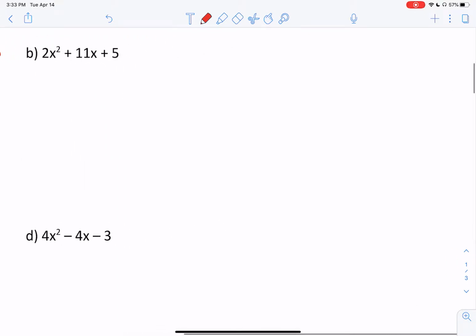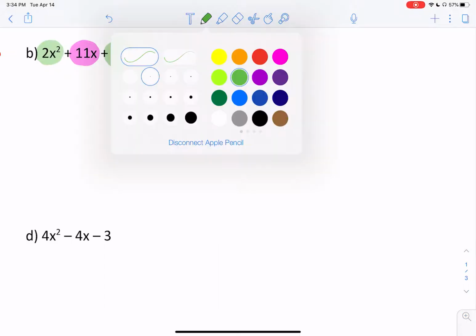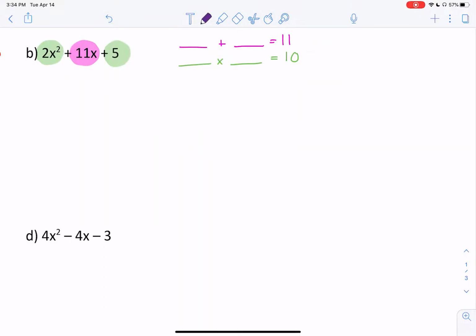So for B, we're going to approach it the same way. We're going to start by identifying our A, our C, and our B. And now I need to find two numbers that add to B and two numbers that multiply to A times C. So in this case, our A is 2 and our C is 5, so two numbers that multiply to 10. So now I'm going to think of my numbers. I always start with thinking of all the pairs of numbers that multiply to 10.